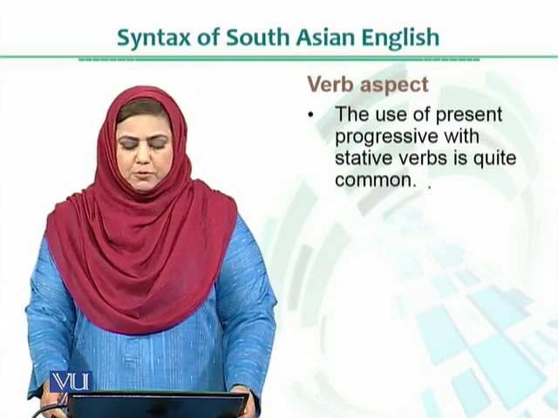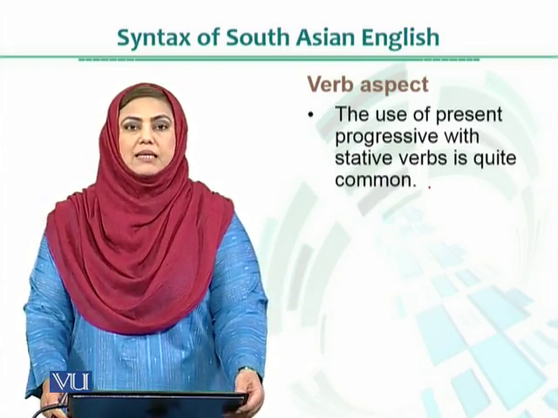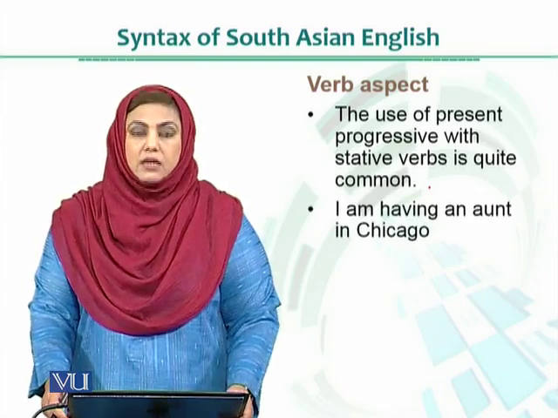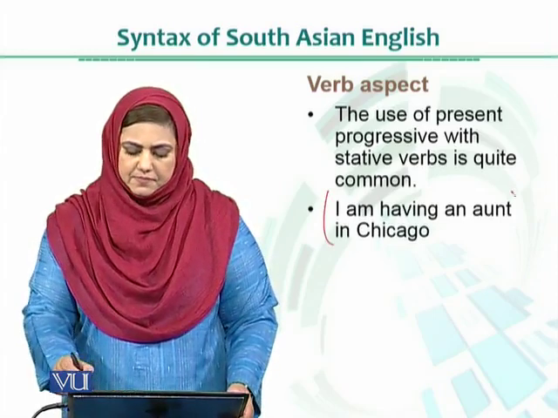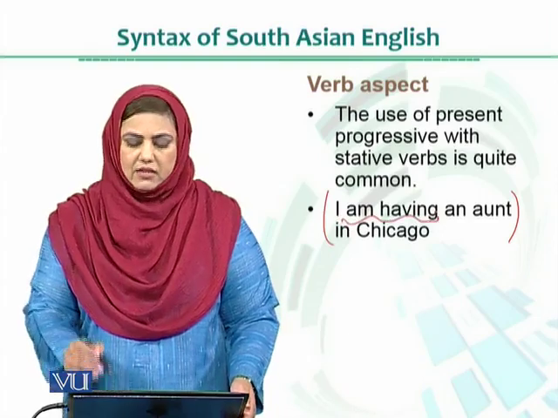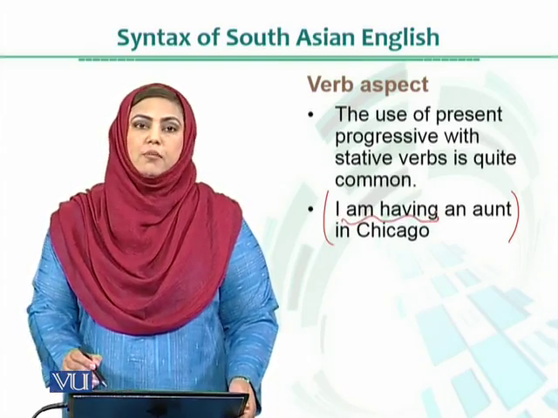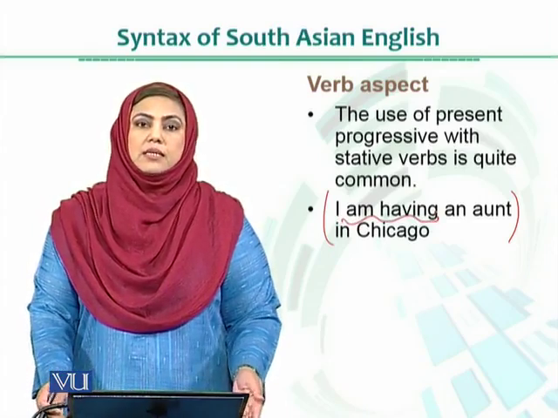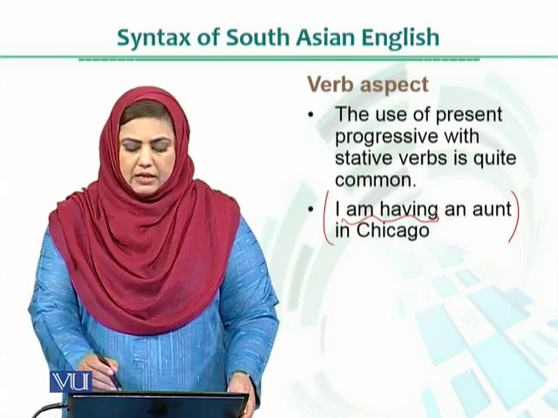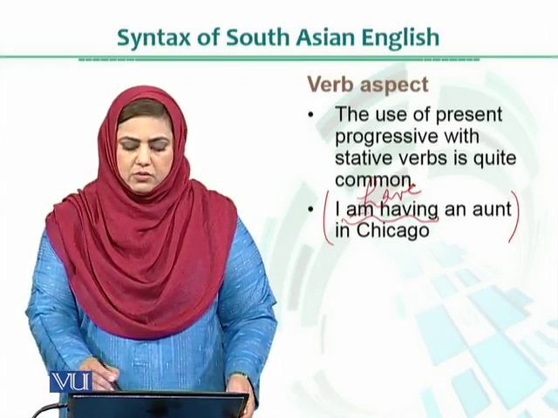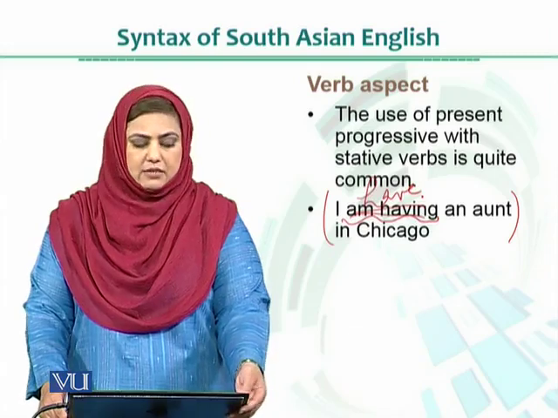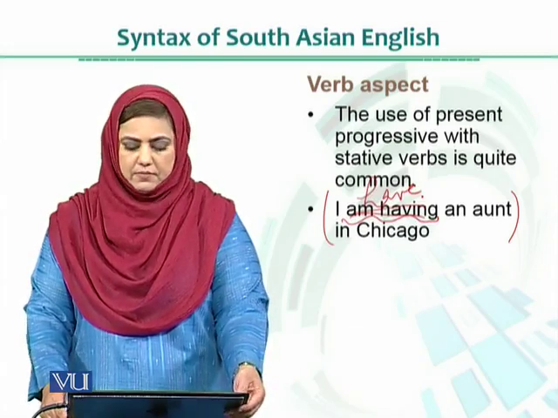Another distinctive feature is the use of verb aspect. The use of present progressive with stative verbs is quite common in South Asian languages, especially in the Indian and Pakistani varieties of language. Notice the example that you see here. I am having an aunt in Chicago. I am having. This use of progressive form is only a feature of the English that is used in the South Asian region, especially in the subcontinent. I have. This would be the regular expression in any standard variety of English outside this region.